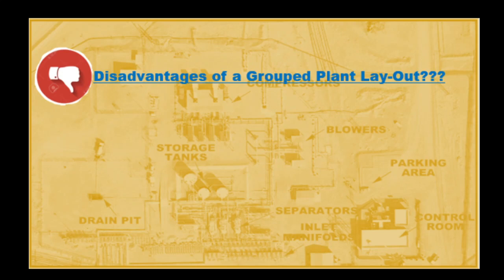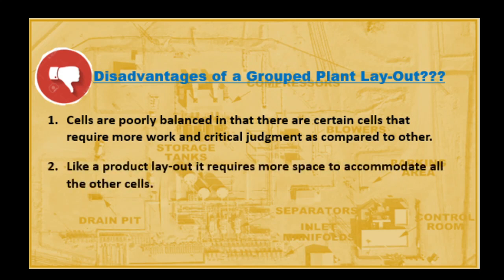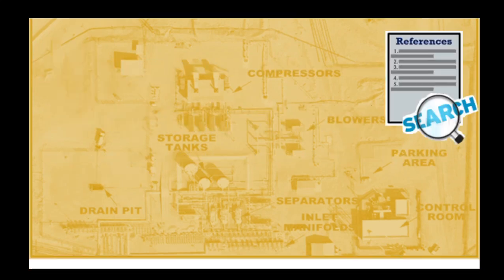So, disadvantages natin ng tinutukoy nating group plant layout. The cells are poorly balanced in that there are certain cells that require more work and critical judgment as compared to the other types of layout. Like a product layout, it requires more space to accommodate all the other cells.